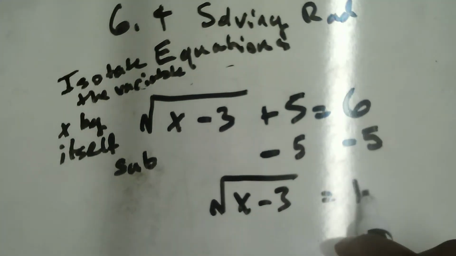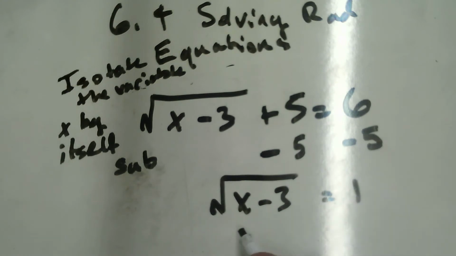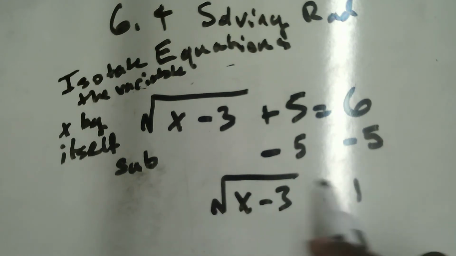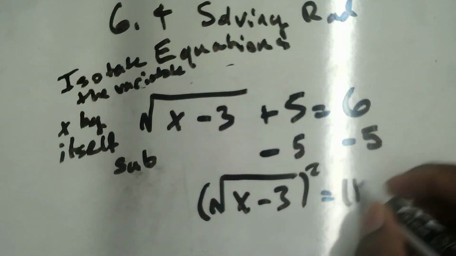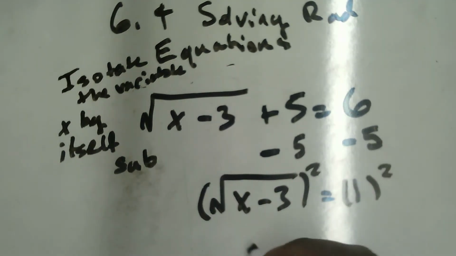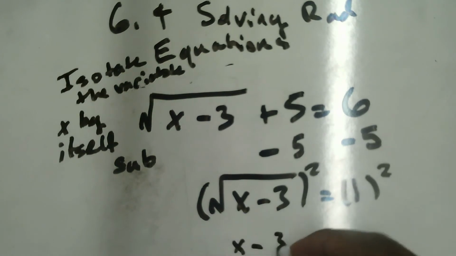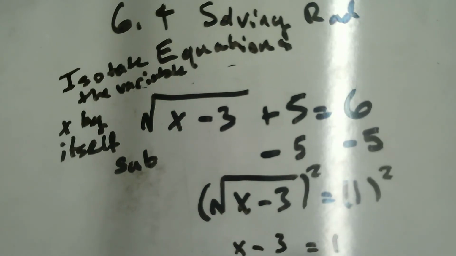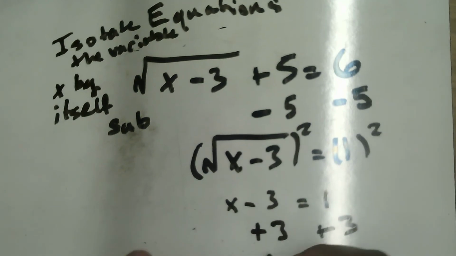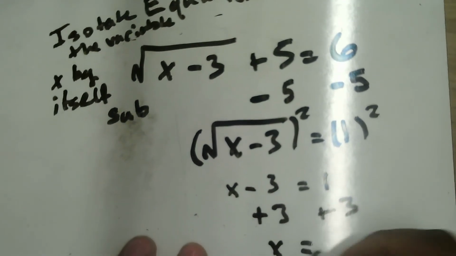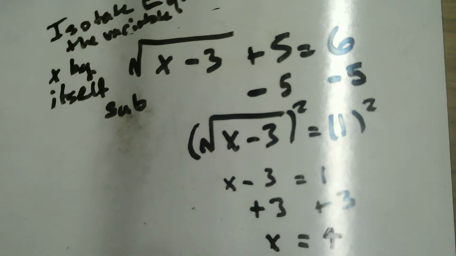Then we've got the square root symbol on one side and 1 on the other. Only square both sides if you have this setup, or get as close to the setup as you possibly can. Square both sides, and you end up with x minus 3 equals 1. We then add 3 to both sides, and you end up with x equals 4. All right, so that's that.